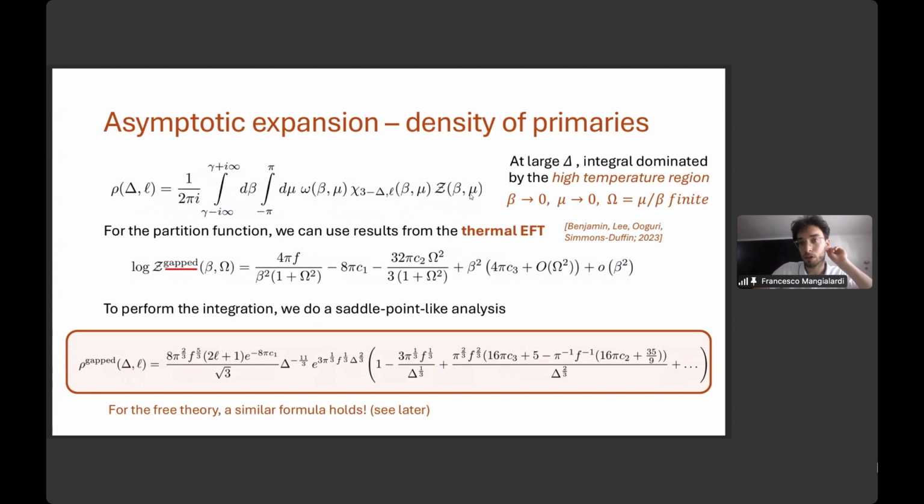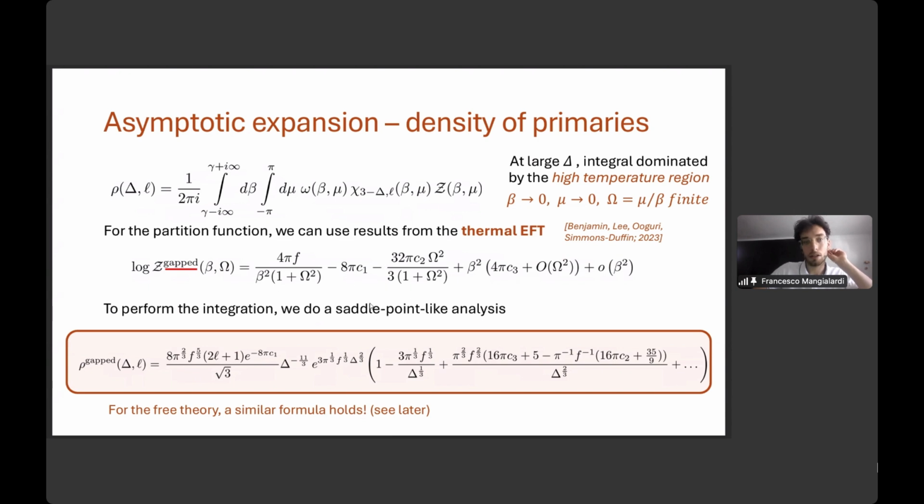And so what we can do for the partition function is use a high temperature expansion for this object. In this case, there are the results coming from the thermal effective action, which precisely give us a formula for the high temperature expansion of Z, in the case our CFT is gapped when we compactify on the thermal circle. This is the result that comes from the thermal EFT. We see that the most singular term depends on the free energy of the theory, and then all the other terms depend on more and more EFT coefficients, C1, C2, C3, and so on.